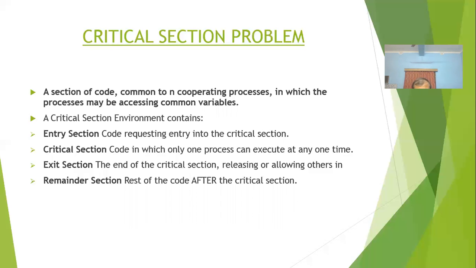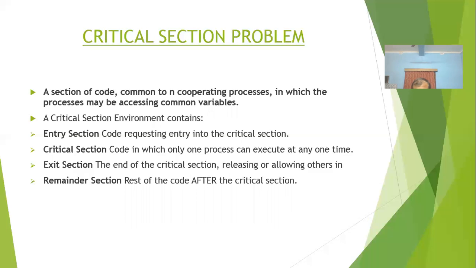So basically, the critical section is identified by, say, 4 sections here: the entry section, where the code requesting entry to the critical section is implemented; the critical section, where the code in which only one process can execute at any one time resides. That means if there are n processes, only one of them should be allowed to enter its critical section at a particular point of time. Then the exit section, which is the end of the critical section, releasing or allowing others in; and the remainder section, that is the rest of the code after the critical section.